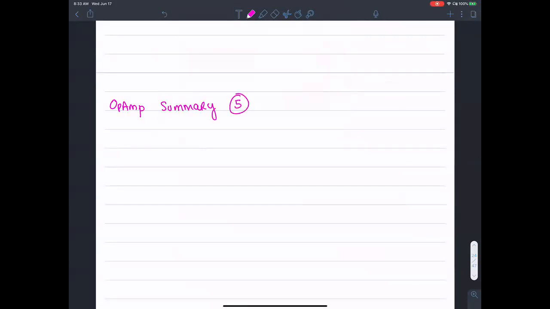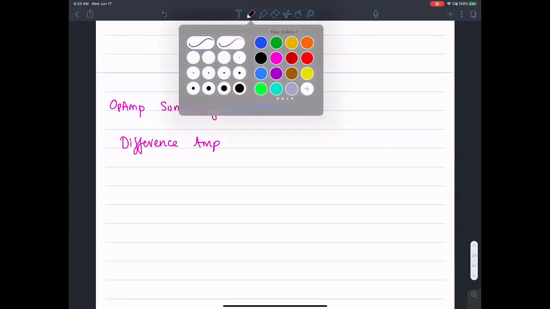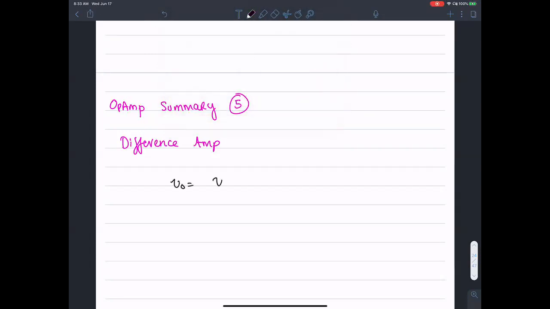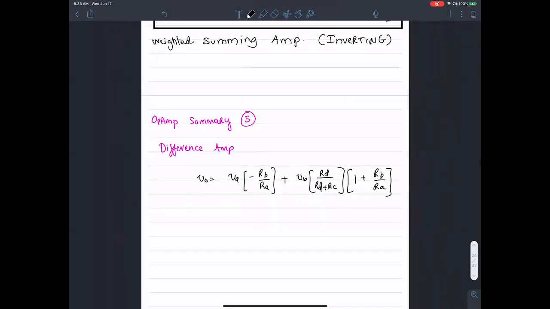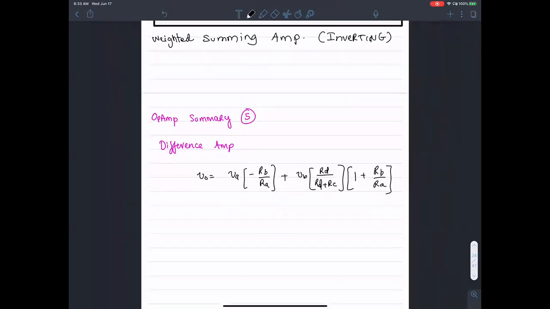5. Okay, so when we have a difference amplifier, the output is going to be VA times negative RB over RA, plus VB times RD over RD plus RC, times 1 plus RB over RA. That's the idea of a difference amplifier. Okay, questions please.